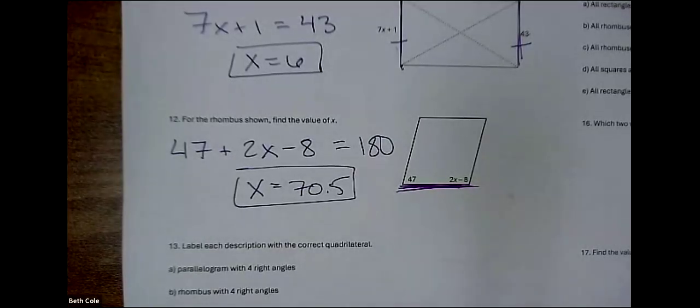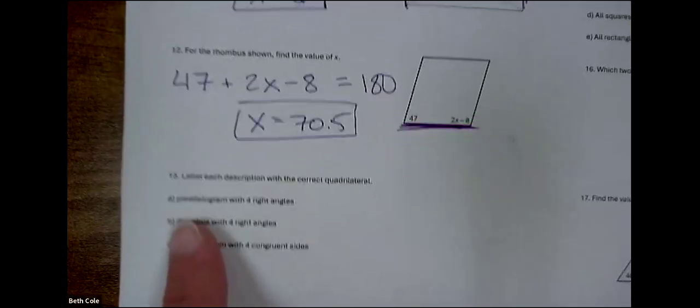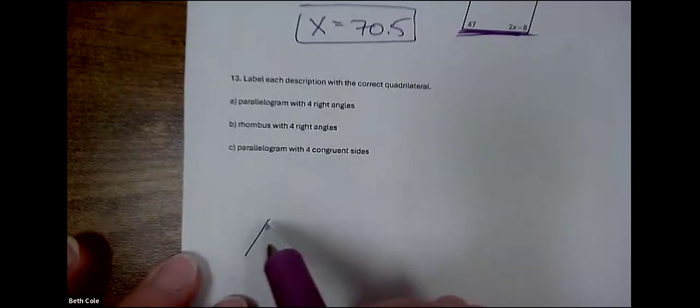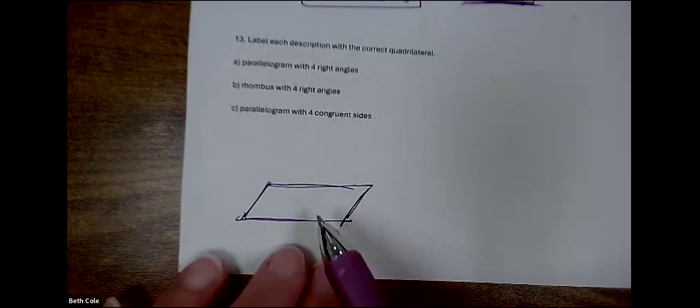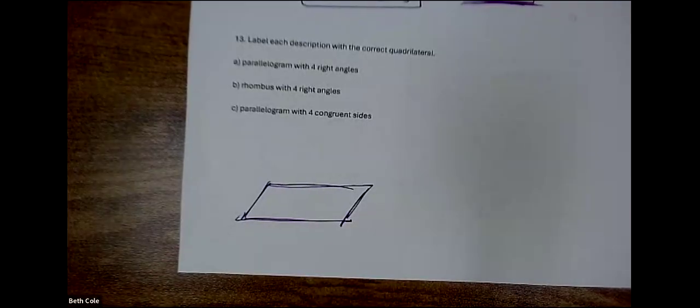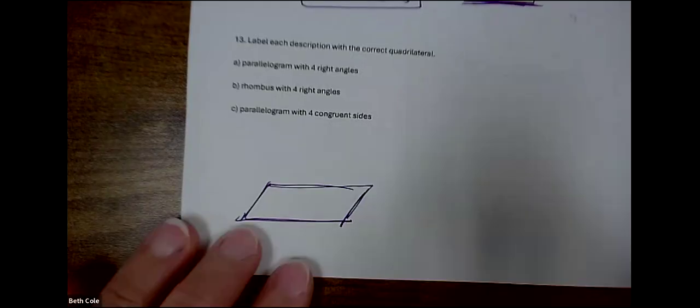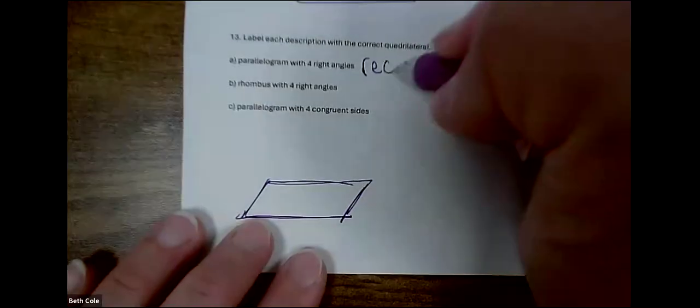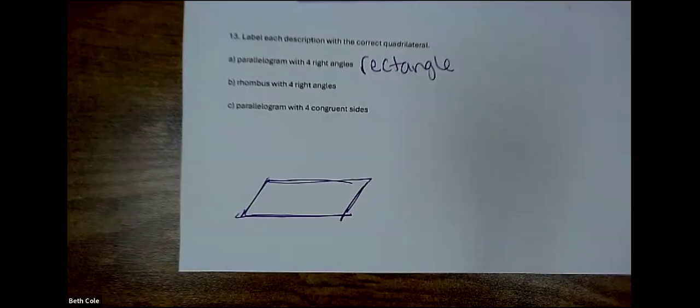All right, number 13 doesn't really have any math to it. This is more vocabulary. We're going to label each description with the correct quadrilateral. A parallelogram with 4 right angles. Okay, look. This is a parallelogram. You don't need to draw this. I'm just trying to help you visualize. That's a parallelogram, but pretend that you straightened it. So now all the angles are right angles. What shape is that? If you take a parallelogram and just make it straight, it's going to be what? A rectangle. You just took it and straightened it out.